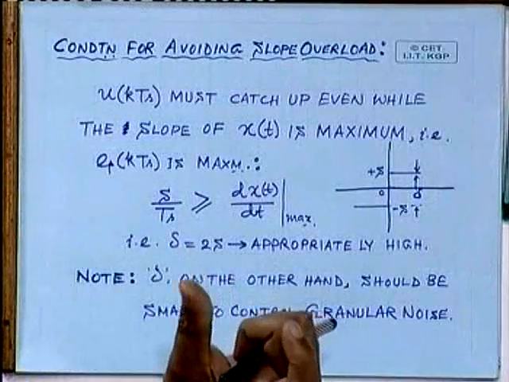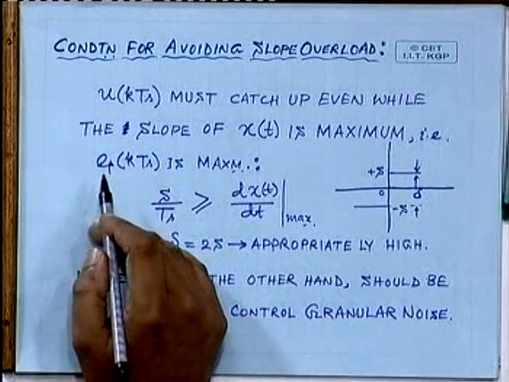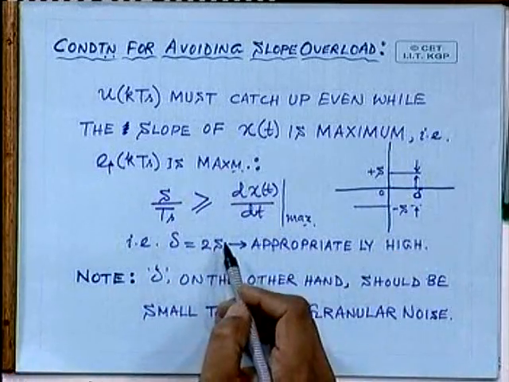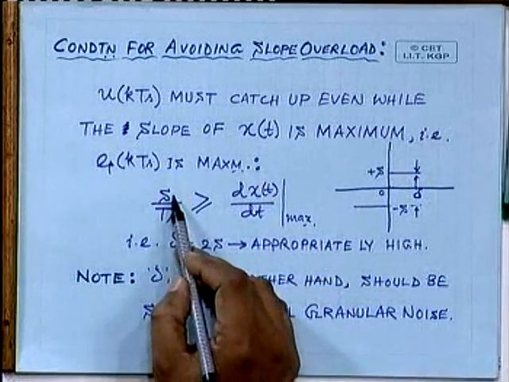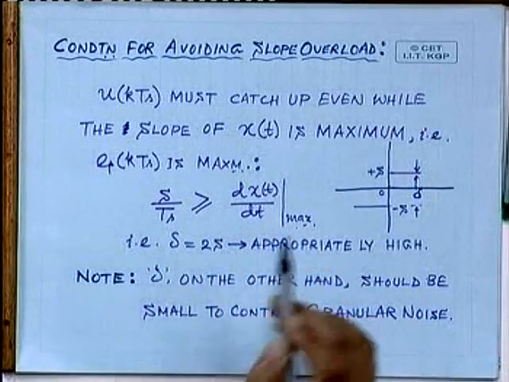I can put it in a somewhat different manner: u of kTs, the output from the delay unit after one interval, must catch up even while the slope of x(t) is maximum. That means, if I know the maximum slope of the input signal, then I can write a necessary condition for which I can catch up with this maximum e_p of kTs. e_p of kTs, we just saw, is the first backward difference of two consecutive samples. So the necessary condition for avoiding slope overload altogether is that S by Ts is greater than or equal to the maximum of dx(t)/dt.